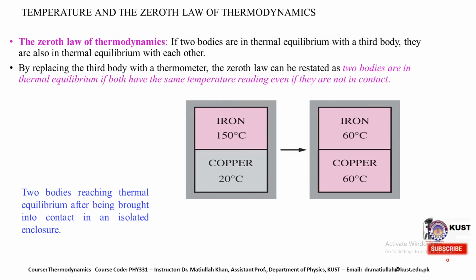So what happens? The heat flows from the body of higher temperature toward the body at lower temperature, and this flow of heat continues until both bodies achieve the same temperature. Here we are looking at the final configuration, where the iron has a temperature of 60 degrees C, and similarly the copper also has a temperature of 60 degrees C. So in this case we can see that the bodies are brought in thermal equilibrium with each other.